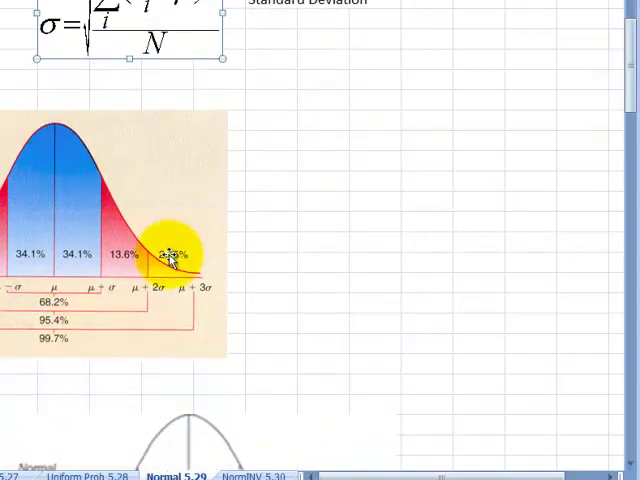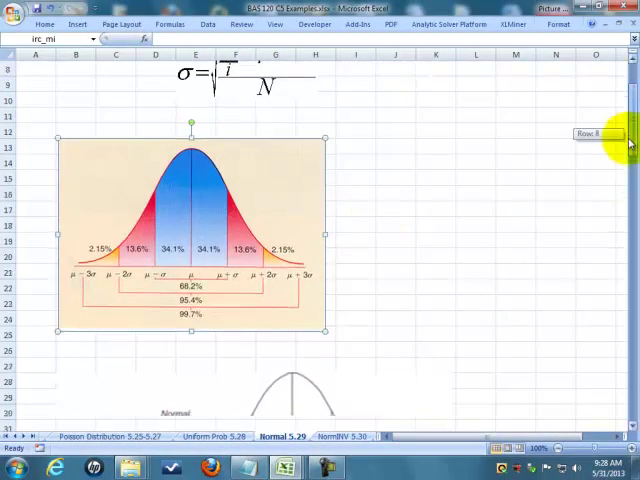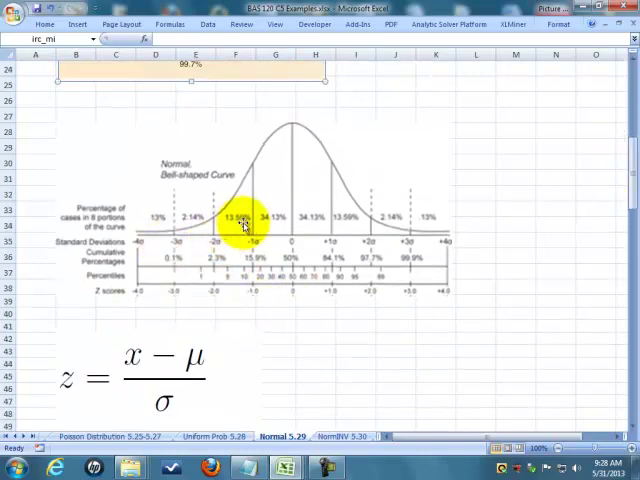Here's a distribution of the normal curve. Most folks are familiar with it, and it's very interesting. Notice here, plus or minus 1 standard deviation from mu, combining both of these, is about 68% of our population. 2 standard deviations, if you add up the 13 and the 34, that's about 95%. And 3 standard deviations is about 99.7%.